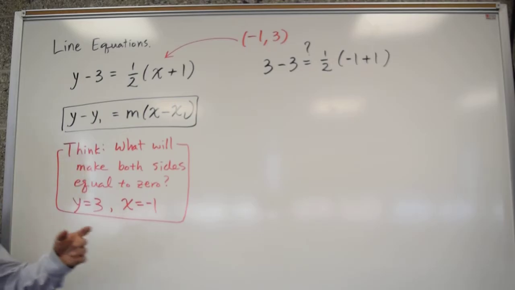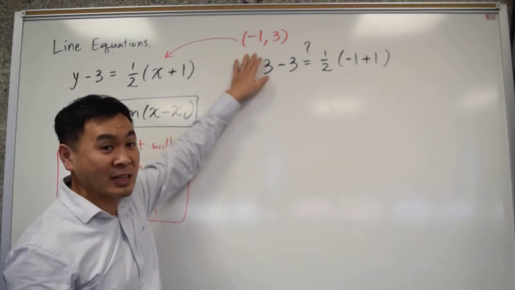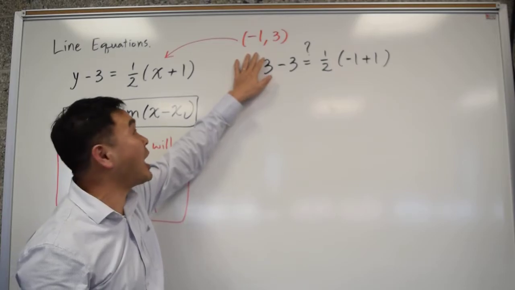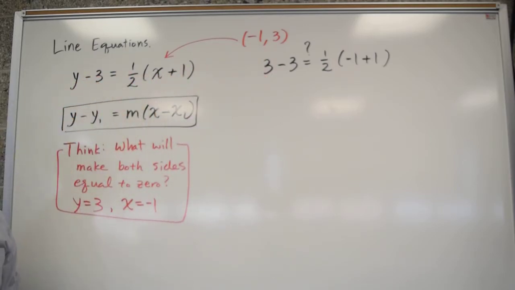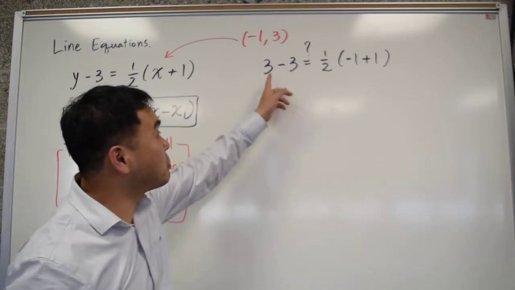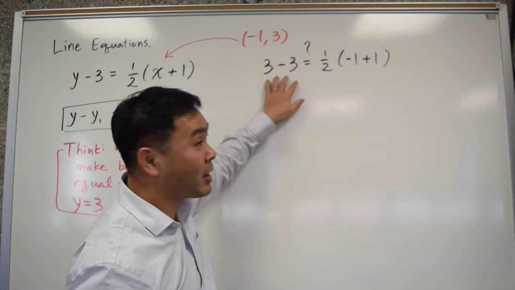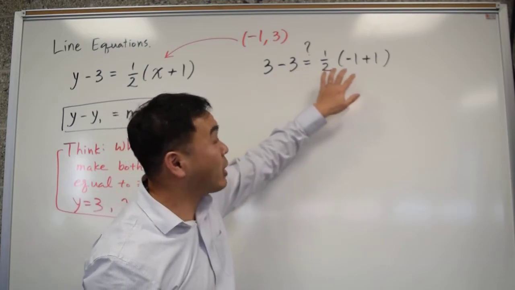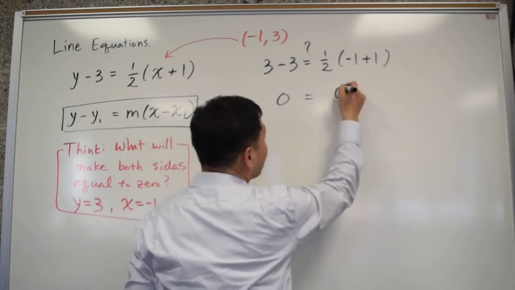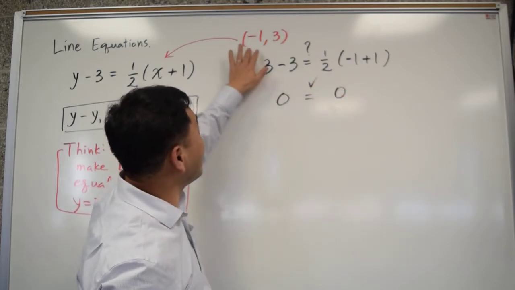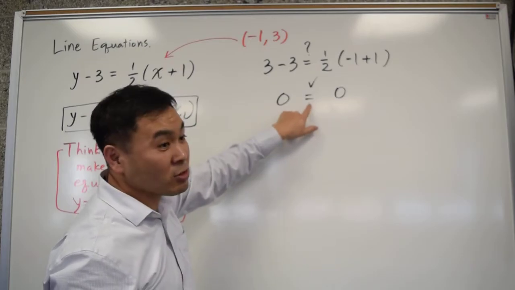Let me repeat my question. Does this point, negative 1 comma 3, lie on the graph of y minus 3 equals 1/2 x plus 1? Yes. Why do you think so? Because when we plugged in, the left side became 0 and the right side became 0. Is 0 equal to 0? Yes, of course it is. So when you plug in negative 1 comma 3, the equation does work.